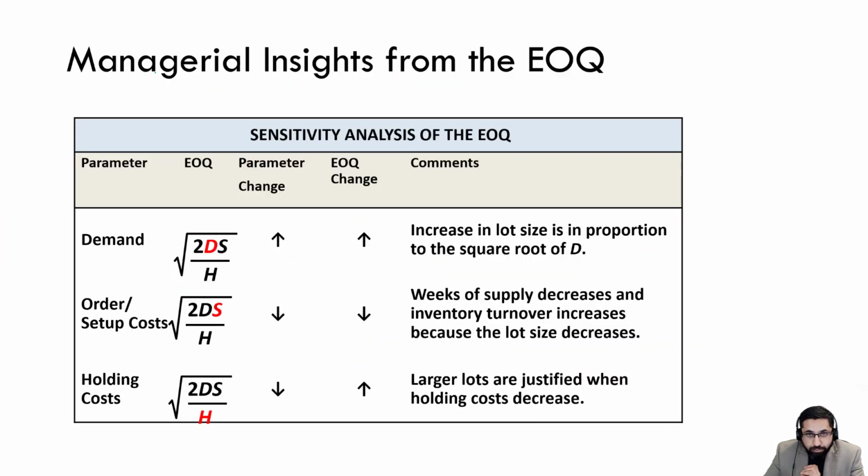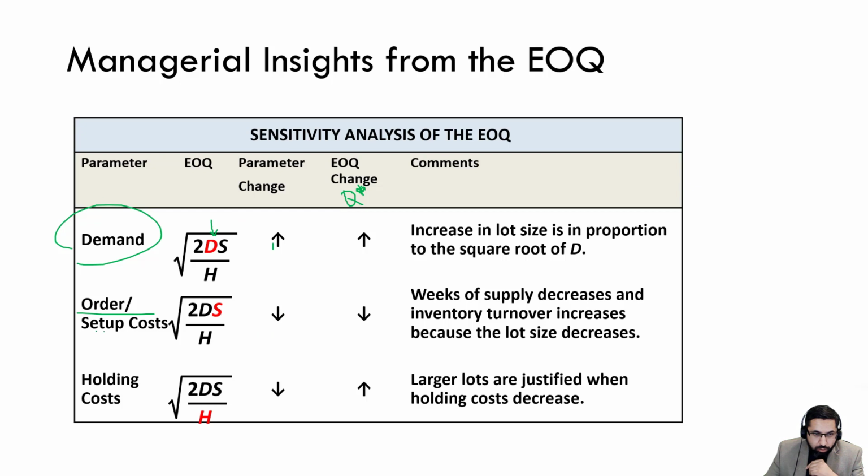Okay. So we want to understand what happens to our optimal order quantity Q star if different things change. Let's talk about demand. Demand in the formula is this right here, D. It's in the numerator. So if demand goes up, your Q star, or your EOQ quantity, your optimal lot size, would go up. So if you see demand for your products going up, then you're going to have to order in larger lots from the supplier.